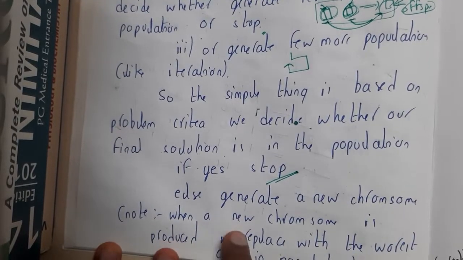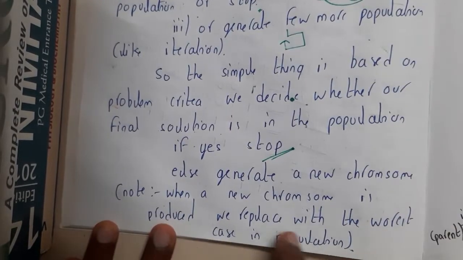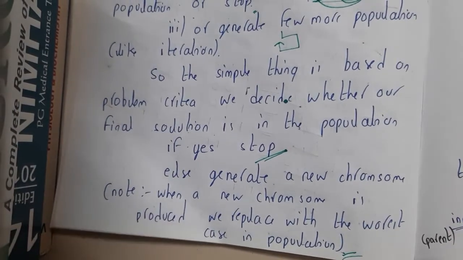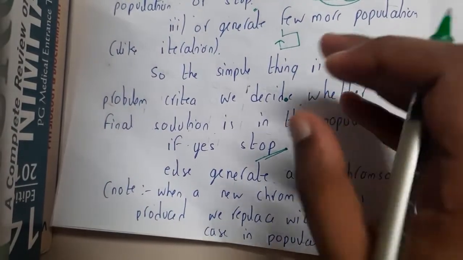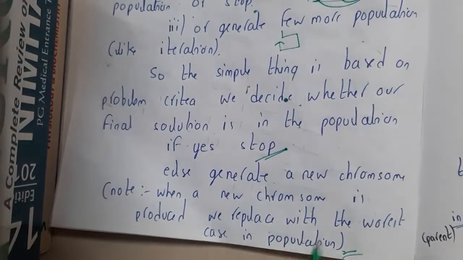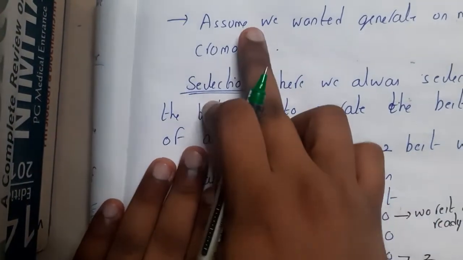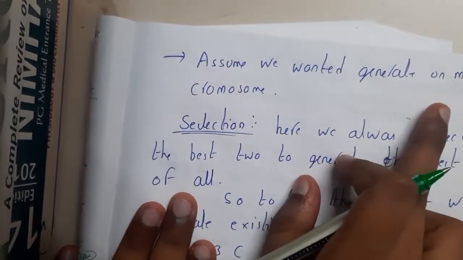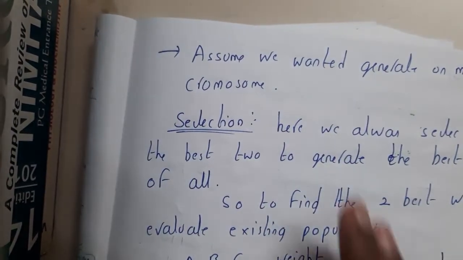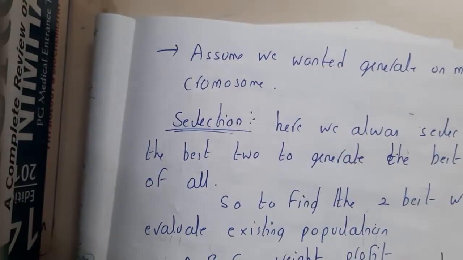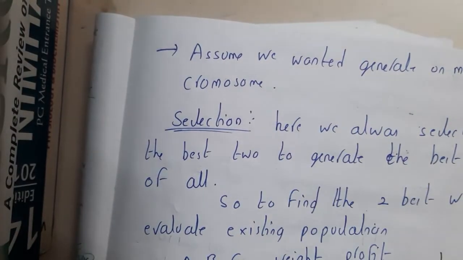Note, when a new chromosome is produced, we replace the old worst chromosome. Basically, the chromosome with the worst situation, we take it out and place the new chromosome. That's it. Got it? Okay, assume we want to generate one more chromosome. If I stop here, there is no understanding of the next steps, right? That is the reason why I want to continue.